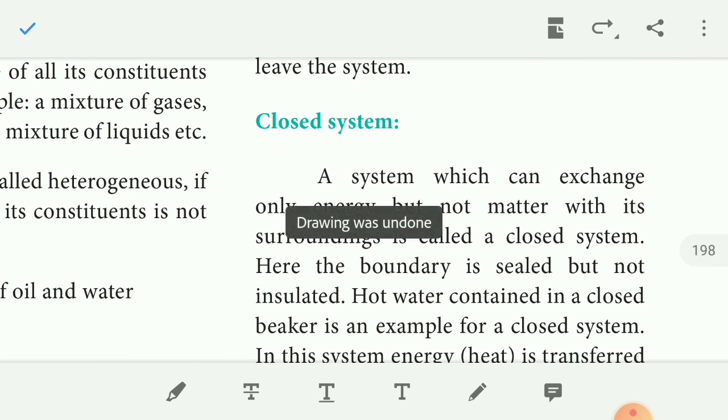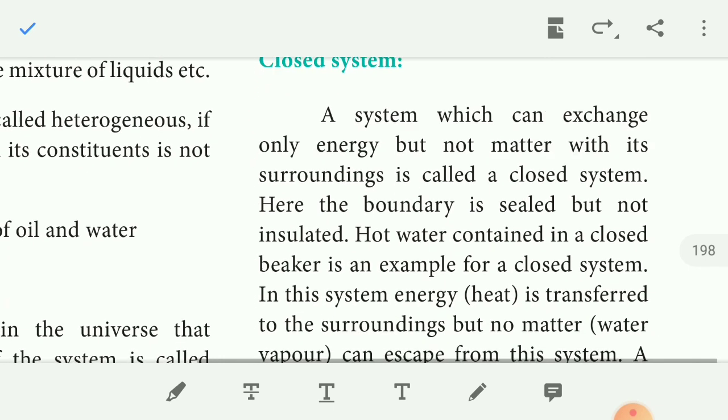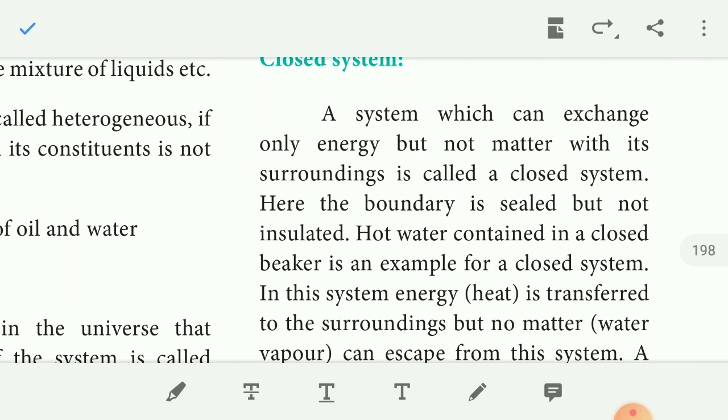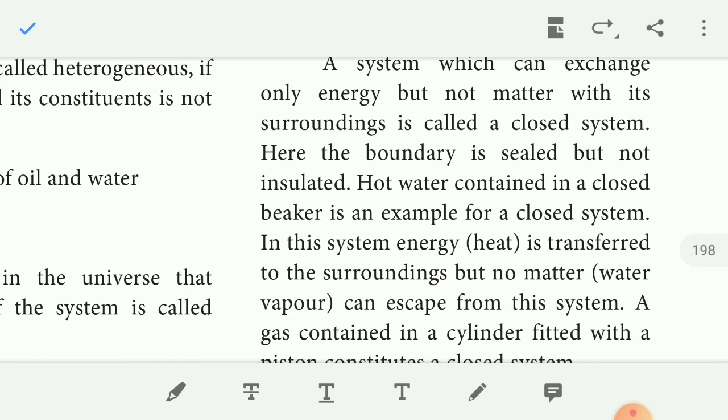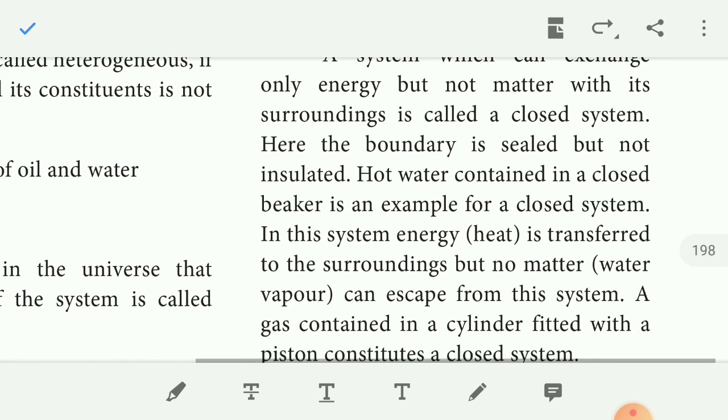Here the boundary is a seal but not insulated. Hot water contained in a closed beaker is an example of a closed system. It is the best example of a closed system. In this system, energy, that is heat, is transferred to the surroundings, but no matter, such as water vapor, can escape from this system.